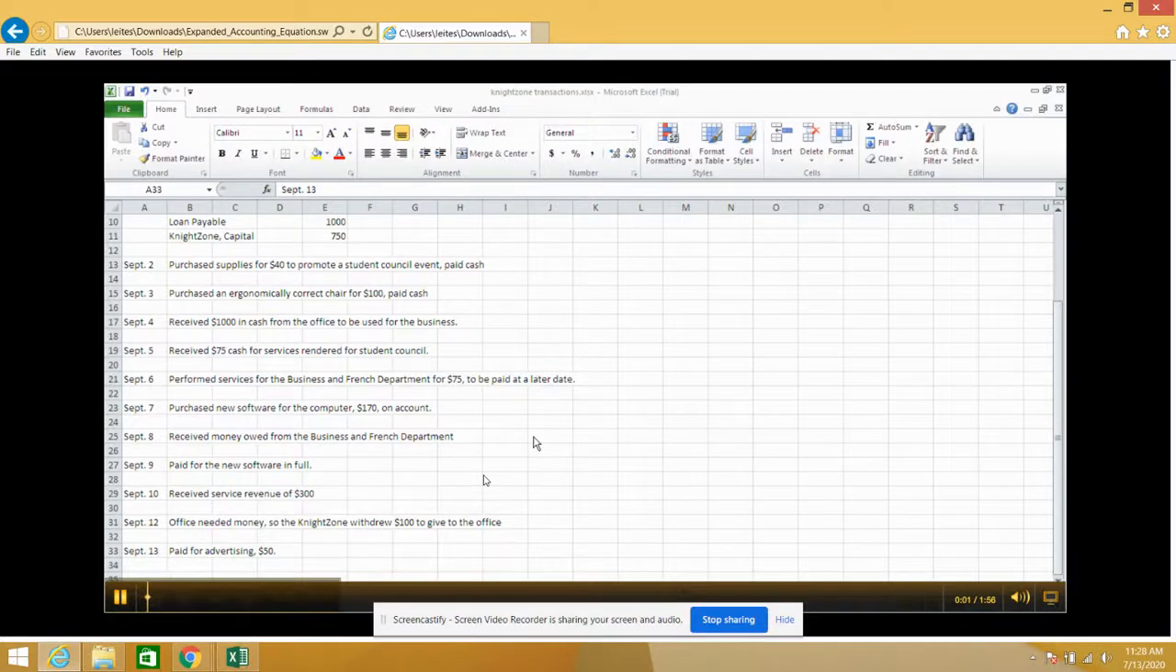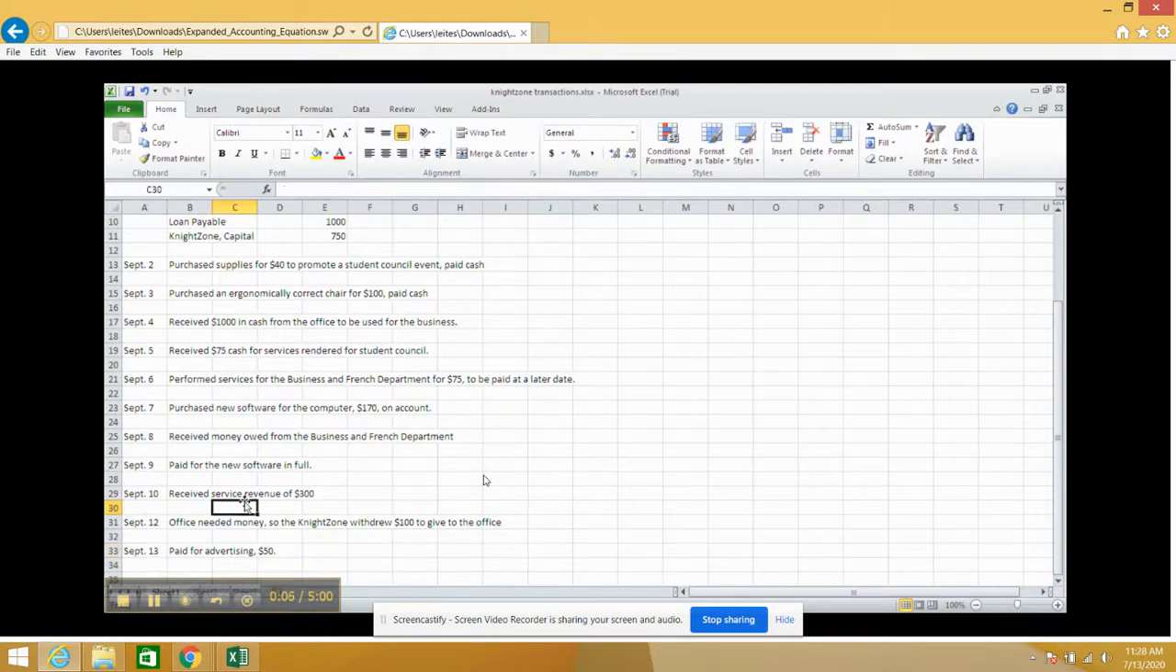To demonstrate the expanded form of the accounting equation, we've got three new transactions for the Nightzone, September 10th, 12th, and 13th. We're going to show you the expanded accounting equation, which takes into consideration revenues, expenses, and drawings. So for the first one, September 10th, we received service revenue of $300.